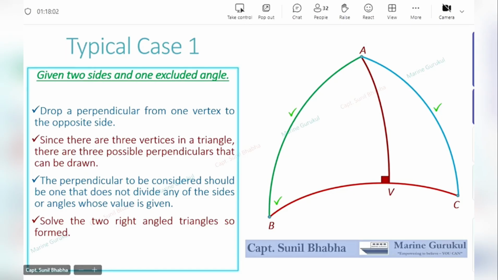Sir, just one doubt. You said we can't use the polar triangle in this, right? Yes, sir. Why like that, sir? Okay, beta. If you use the polar triangle in this, the polar triangle will give you two angles and one side, and that side will not be the included side. So you will have two angles and one side of the polar triangle. Again, cosine formula cannot be used in that situation.